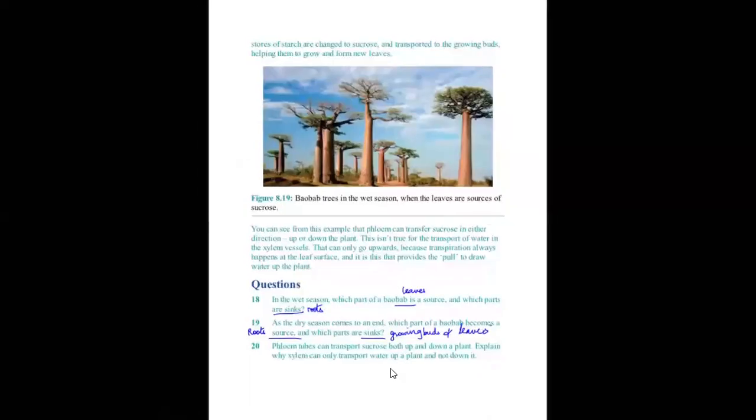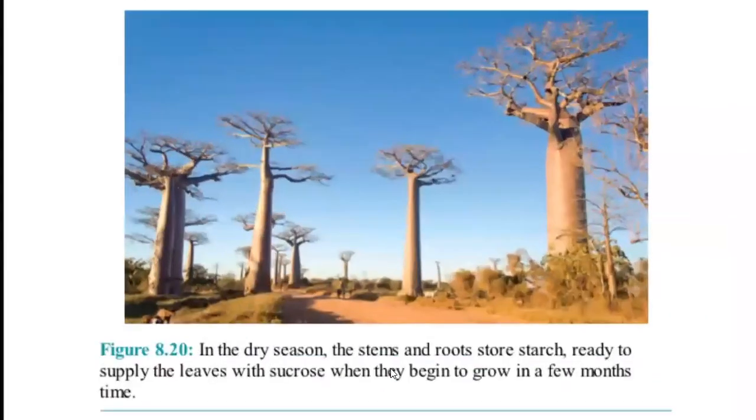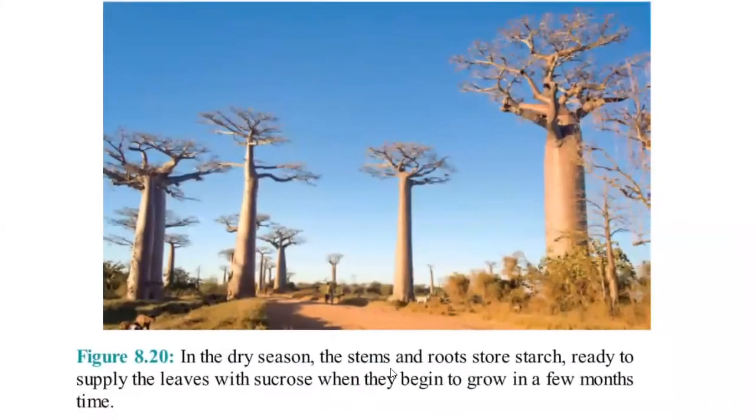What happens when there is a dry season? जब सारे leaves खत्म हो गए, in the dry season, the stems and the roots, they store starch. उन्होंने पहले store की होगी starch. They are ready to supply the leaves with sucrose when they begin to grow in a few months' time. Got it?